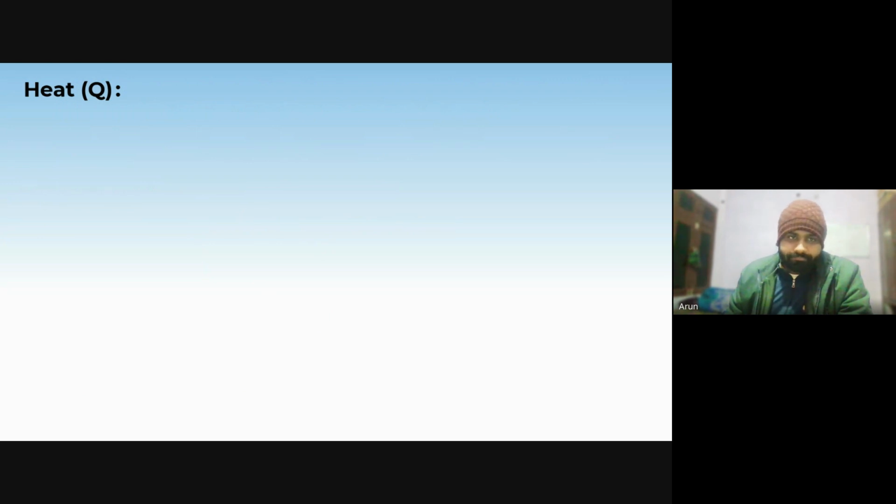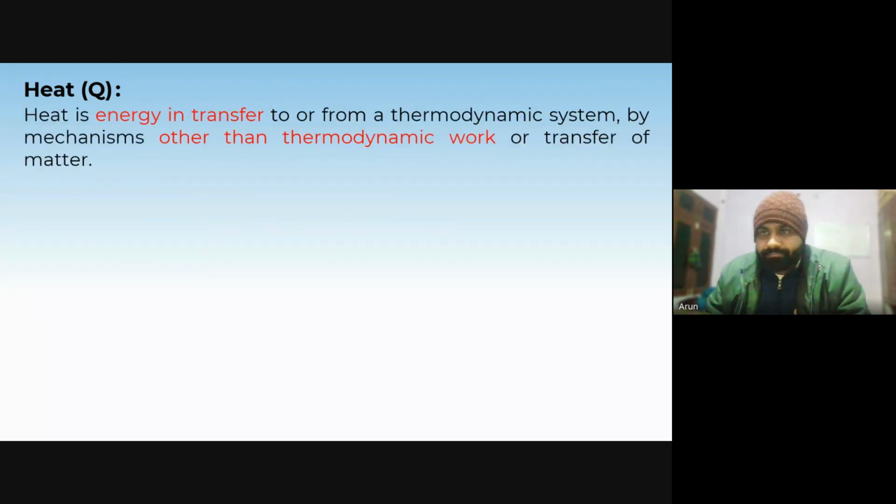Now heat. What is heat? Heat is the energy you can see somehow. The energy we provide to the system, the energy we get from the system. So heat is nothing but the energy in transfer. Heat can only be observed when it is transferring. Okay.